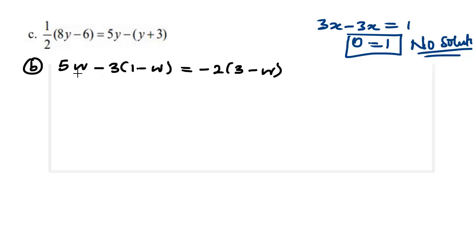So let's write it. We use this minus 3 to open this bracket. So we have 5w minus 3 times 1, that is minus 3. Then minus 3 times minus w, that's minus times minus, that is plus 3 times w, that is 3w. This will now be equal to minus 2 times 3, that's minus 6. Minus times minus, that is plus. Then 2 times w, that is 2w.